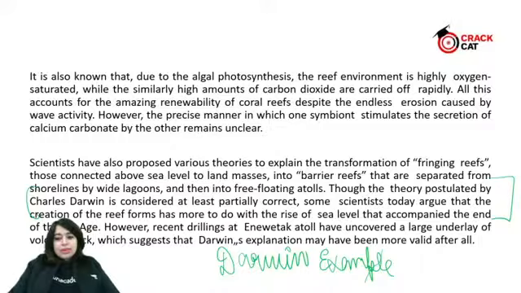propose various theories to explain the transformation of fringing reefs, those connected above the reef's level and above sea level to land masses, into barrier reefs, that are separated from the shorelines by wide lagoons, and then into the floating atolls. Though the theory postulated by Charles Darwin is considered at least partially correct, some scientists today argue that the creation of reef forms has more to do with the rise of sea level that accompanied the end of the ice age. Okay, so let's look at the options which are available over here.